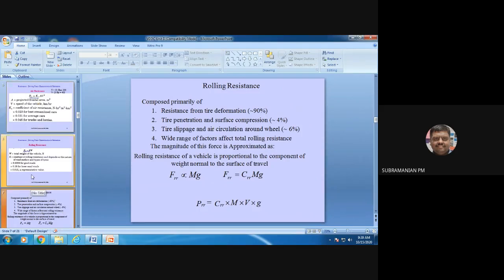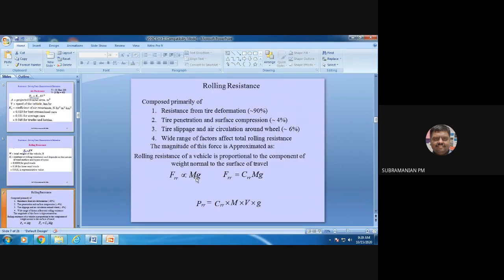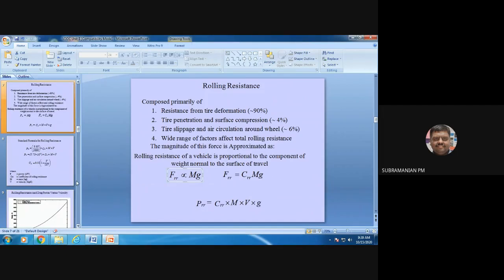So already I told you, this is the general formula. There is another way of expression. My rolling resistance is directly proportional to the weight of the vehicle. Here I am putting W. The same W I can put as Mg, mass into acceleration due to gravity. So I can put g also.